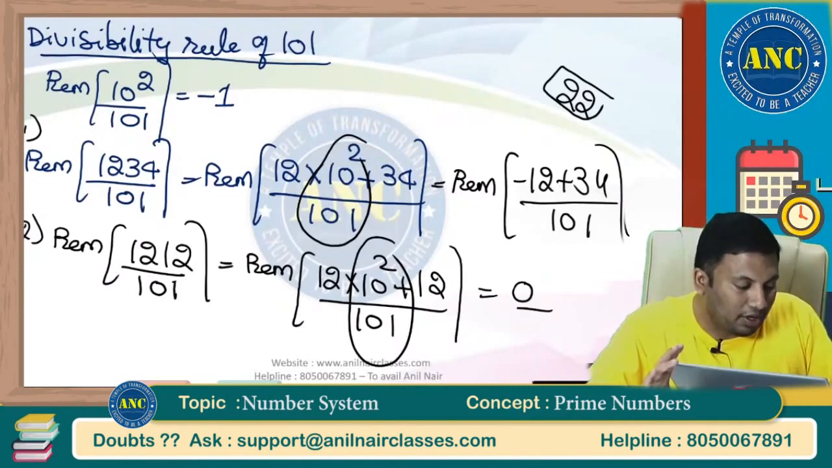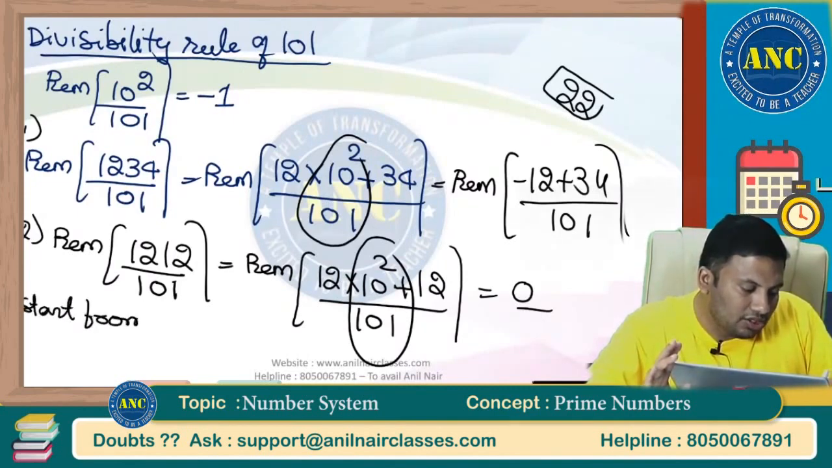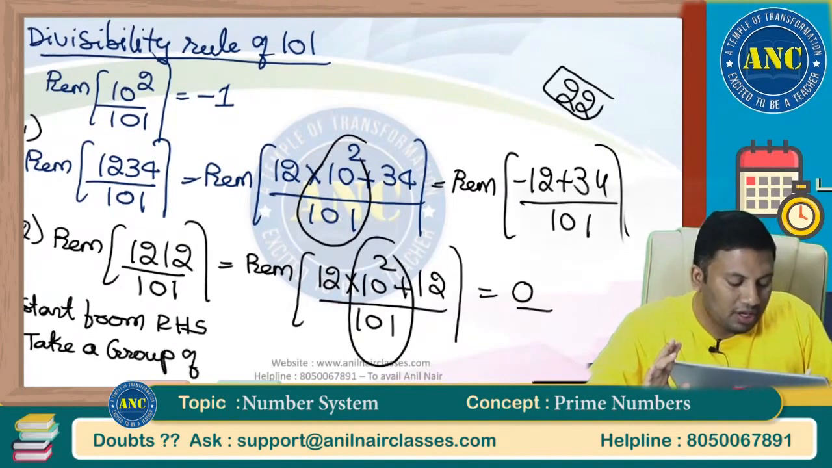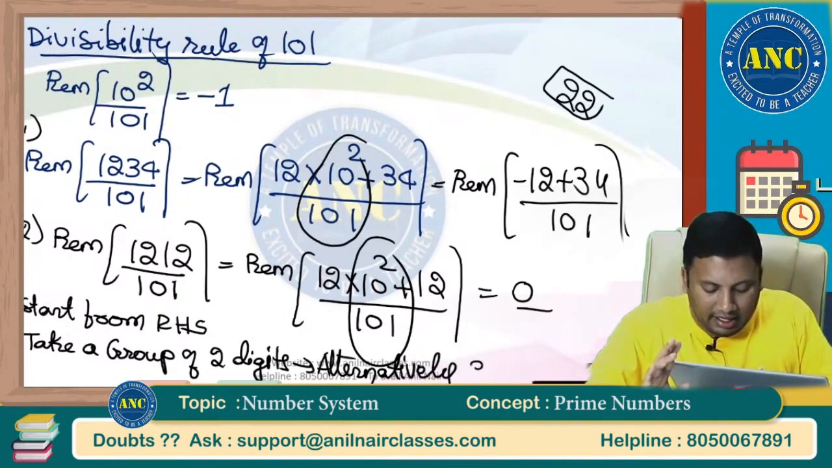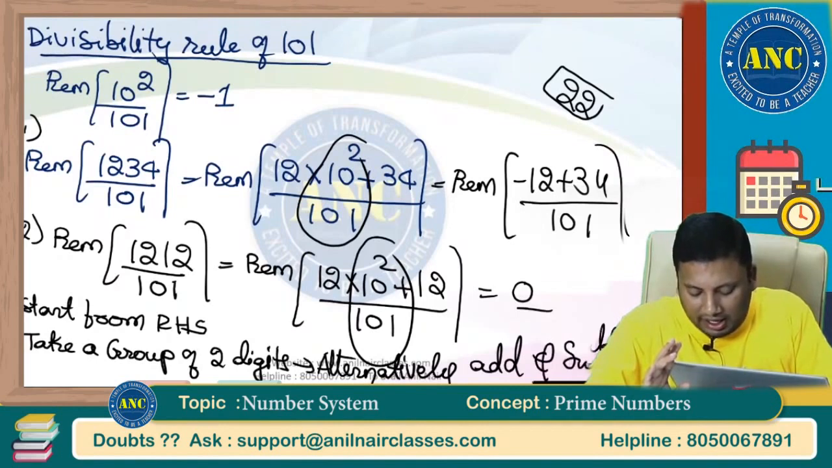Very, very important concept. Start from the right hand side. Take a group of 2 digits. Alternately add and subtract. That is the divisibility rule for 101.